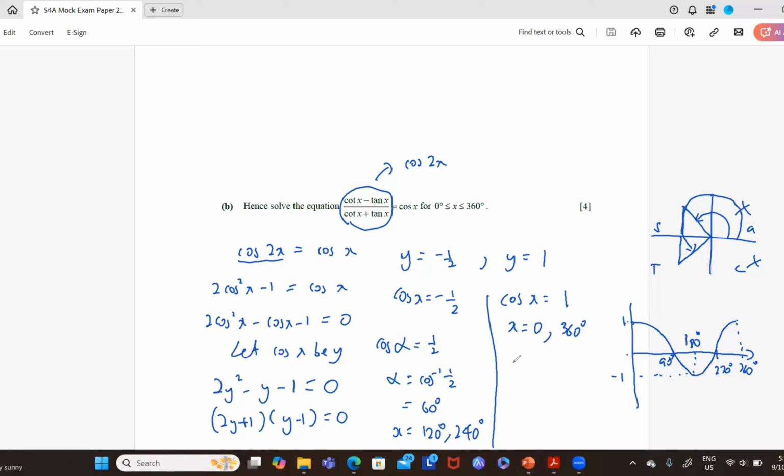Okay, so write down your answers. x equals 0, 120, 240, and 360 degrees.